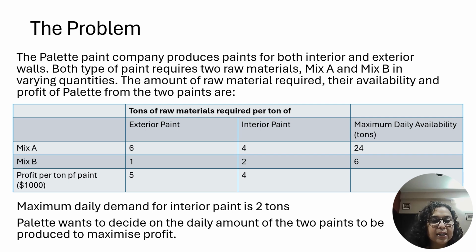So as you can see, exterior paint requires 6 units of mix A and 1 unit of mix B, whereas interior paint requires 4 units of mix A and 2 units of mix B. Also, the maximum quantity available of each of the two ingredients is mentioned in this table. And we can also see the profit per unit of the interior paint and exterior paint in terms of $1,000.